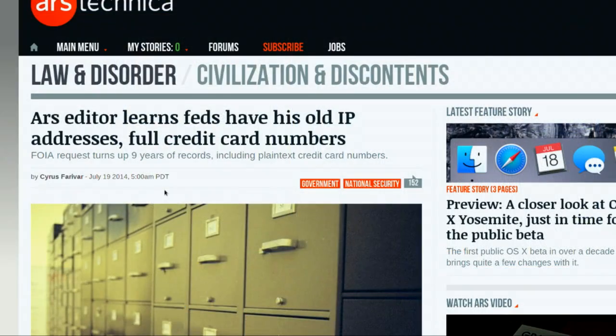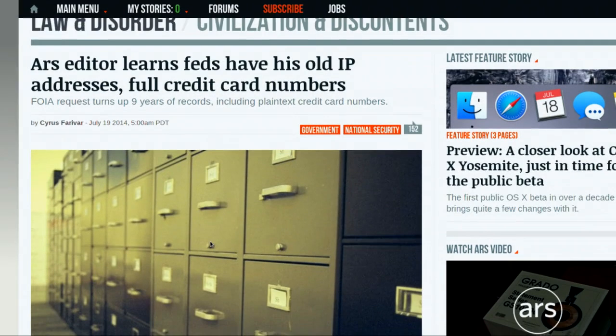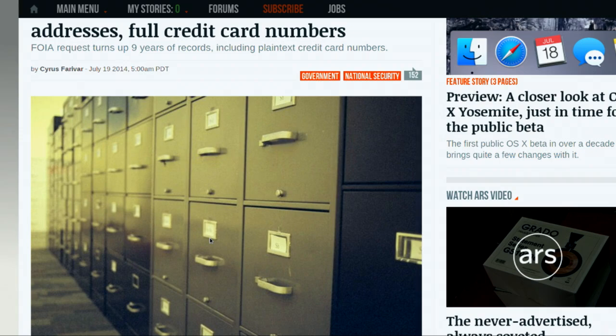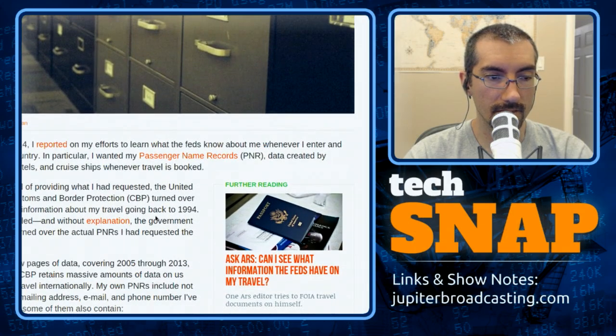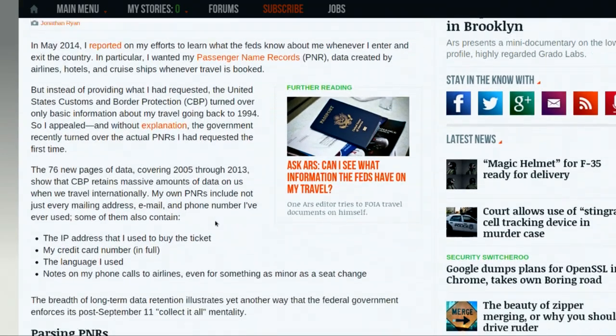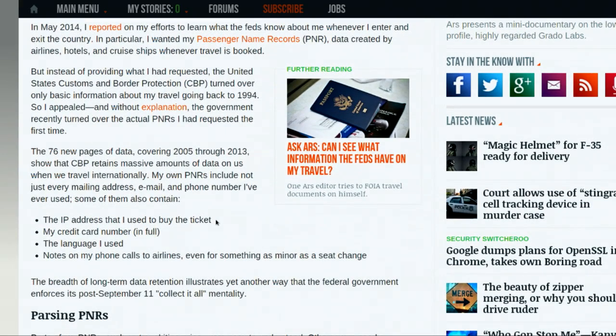I saw the headline, but I didn't get a chance to read this next one. An Ars editor learns the feds have his old IP address and his full-on credit card numbers. So he did a Freedom of Information request, basically about what the Customs and Border Protection has records on him. Yeah. There are these things called passenger name records, or PNR, which are data created by airlines, hotels, and cruise ships whenever you book travel, and they're shared with the United States Customs and Border Protection.